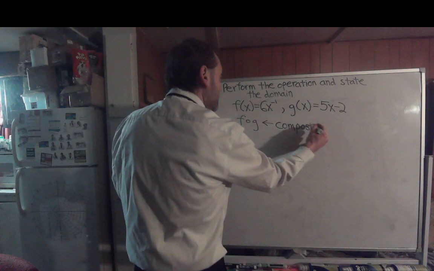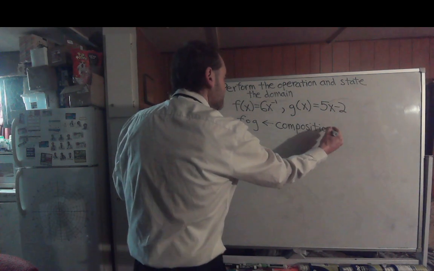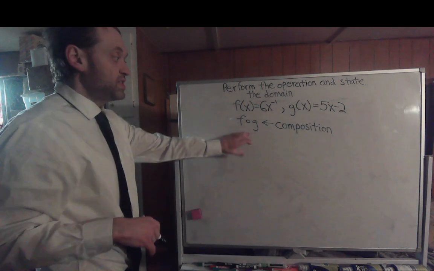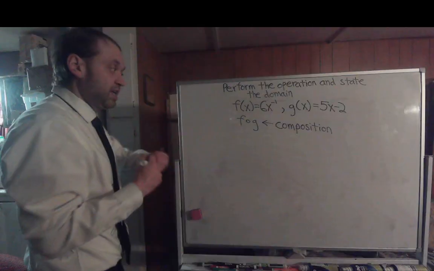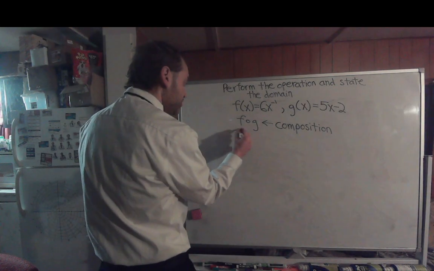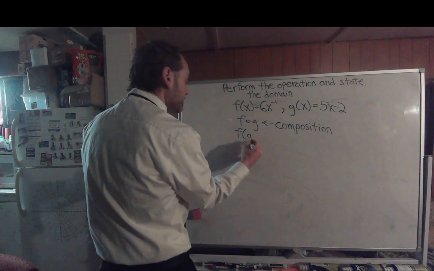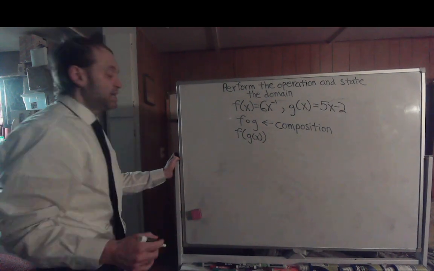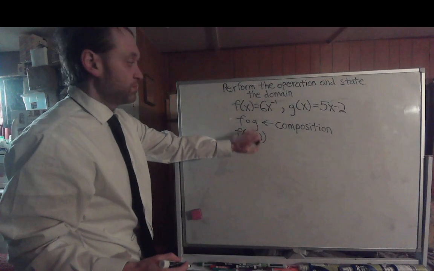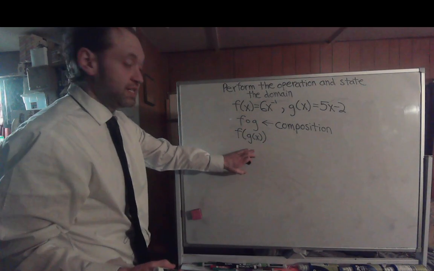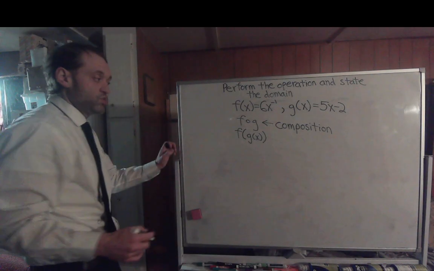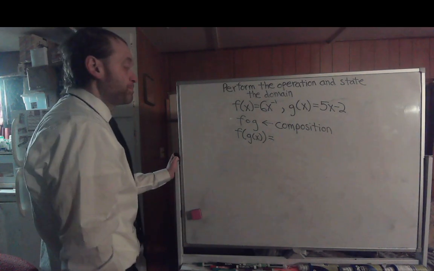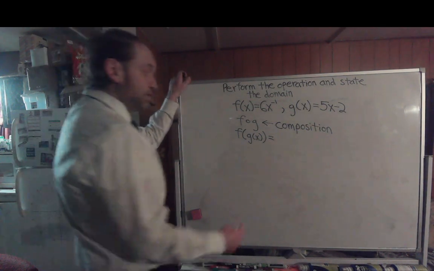This is the composition of functions. And the order does matter. If you see f composition g, this literally means you're going to take f of g of x. So in a composition, you take the second function to the right of the composition sign and put the entire function into the first function. So you're going to take f of g of x. Well, what does that look like?